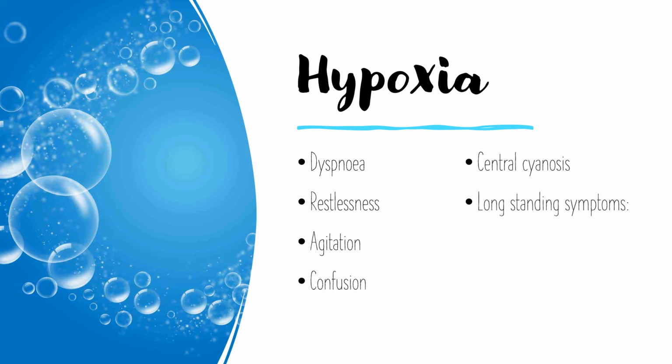There are also long-standing symptoms of hypoxia, so that's oxygen deprivation over a longer period of time. There might be polycythemia due to an increased erythropoietin production in the kidneys. There can be pulmonary hypertension due to vascular remodeling, and cor pulmonale due to this increased vascular resistance.